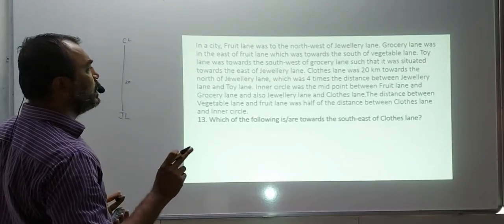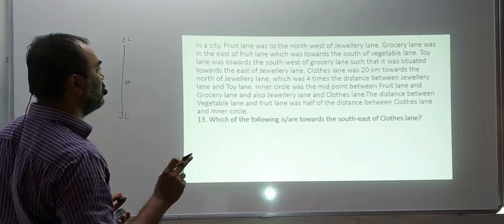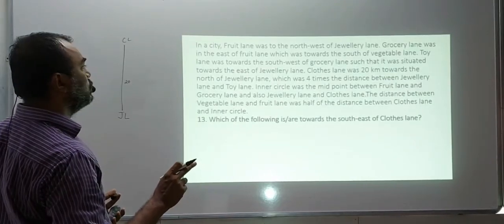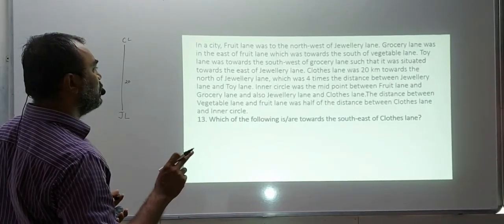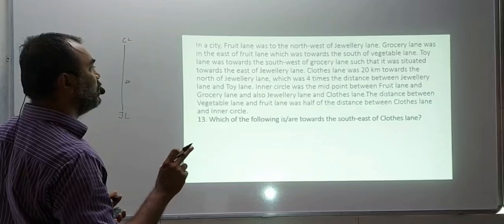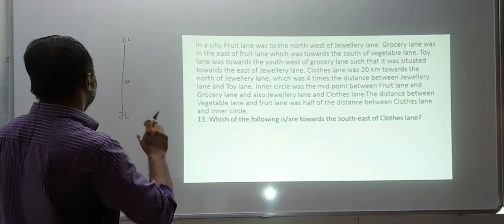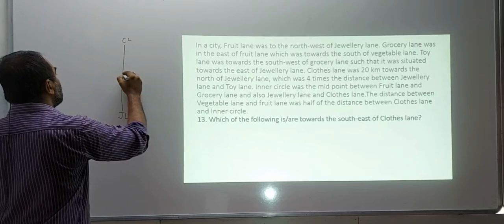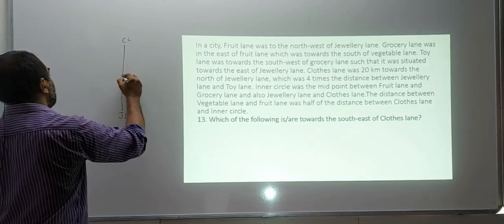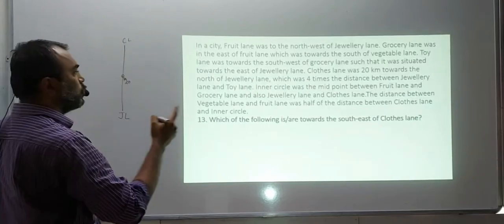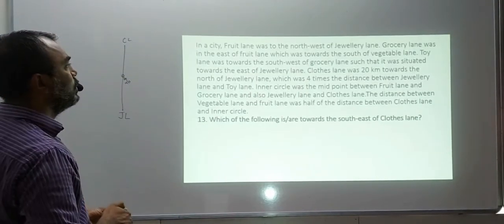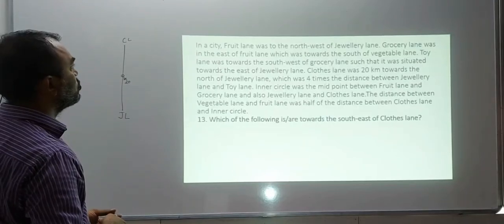Inner circle was the midpoint between Fruit Lane and Grocery Lane and also Jewelry Lane and Clothes Lane. So what do I get here? Inner circle was the midpoint between Fruit Lane and Grocery Lane and Jewelry Lane and Clothes Lane. So inner circle is the midpoint of Clothes and Jewelry Lane. So this is some data I have got to begin with.